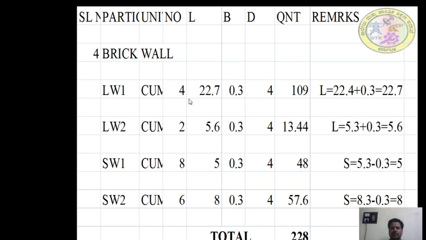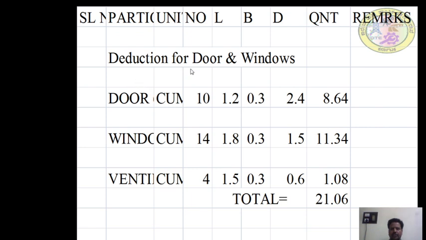The total quantity of brick wall is 228, and then the deductions of doors and windows. Doors, 10 numbers, 1.2, 0.3 and 2.4, giving 8.64. Windows, 14 numbers, 1.8, 0.3, 1.5 size of the window. Ventilator, 4 numbers, 1.5, dimensions 0.3 and 0.6. These total 21.06.